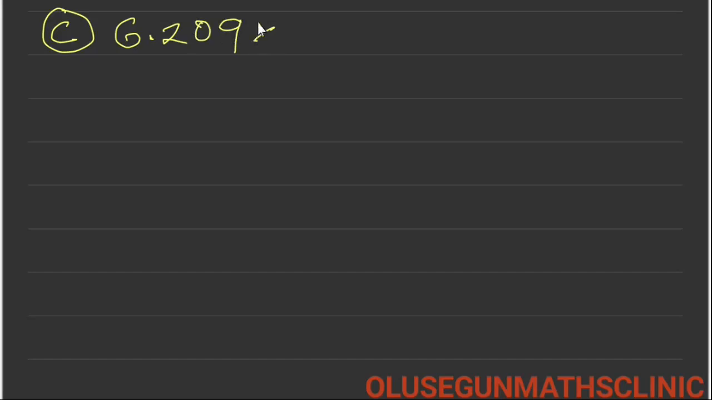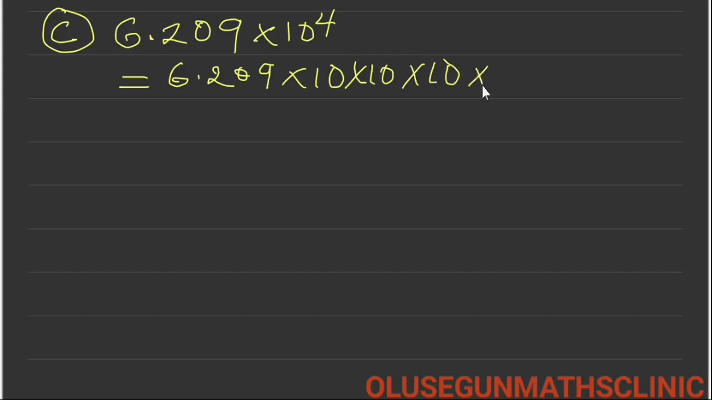We have 6.209 times 10 raised to the power 4. So I will use the first formula to do that, which is 6.209 times 10 times 10 times 10 times 10. So this number of tens will now determine the number of movements. We now determine the number of the movements. So we now have 1, 2, 3, 4. So therefore we now have 62090, because we have 4 zeros.